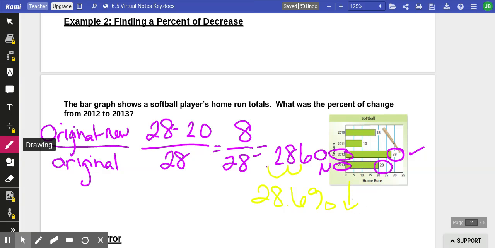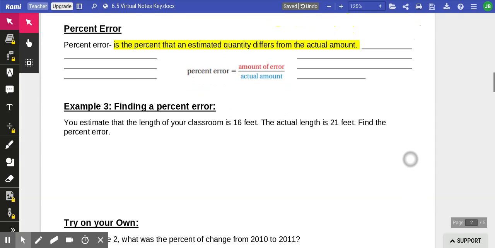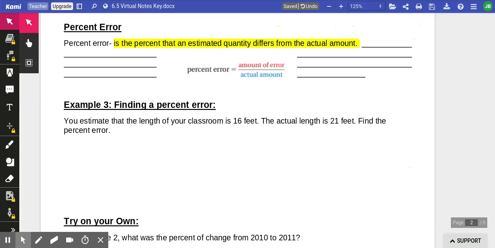Okay, we're going to look at what we call a percent error. When we are estimating things, we may overestimate or underestimate, and on a lot of those things there's some leeway for error. It gives us a little bit of cushion room on time if we overestimate or underestimate. So we're going to look at that percent of error. The percent error is the percent that an estimated quantity differs from the actual amount. If there ever is a percent error, we want to have a lower amount of percent error.